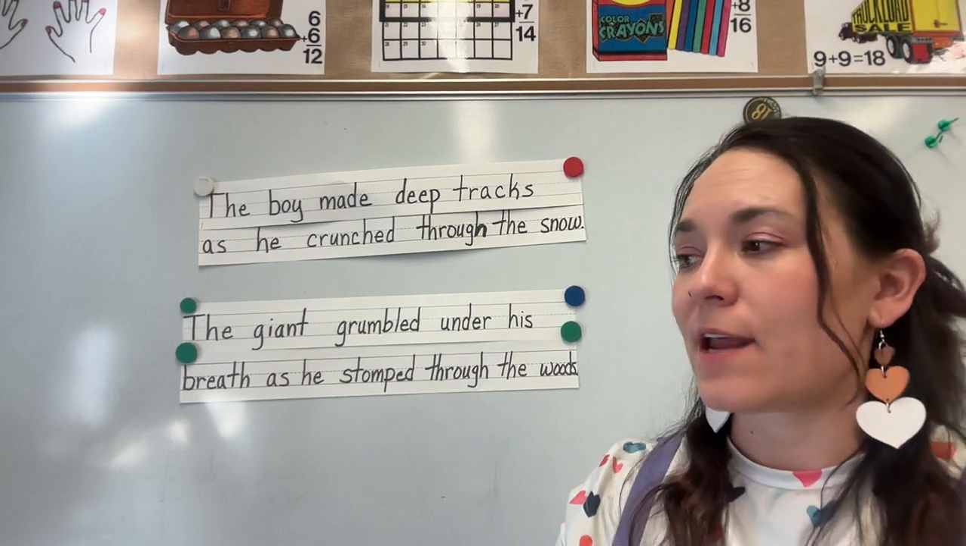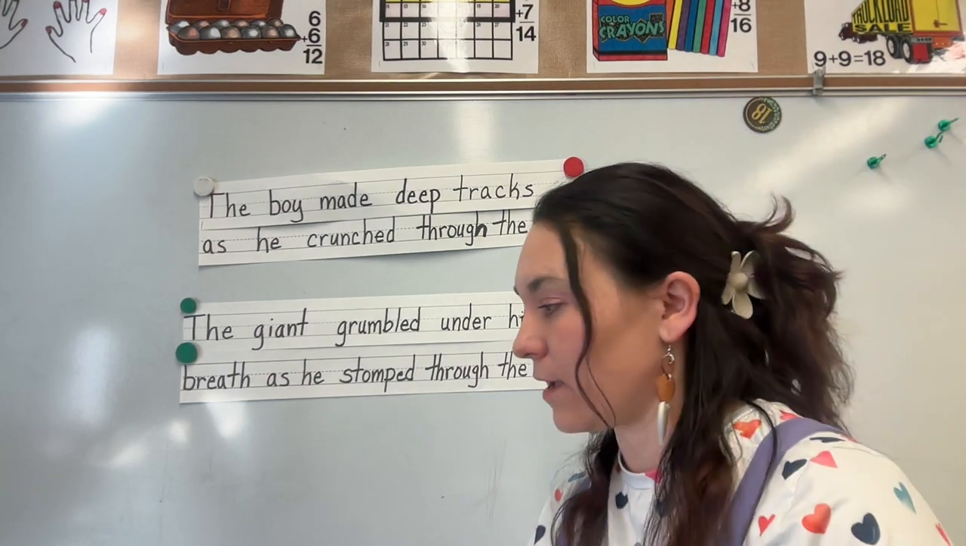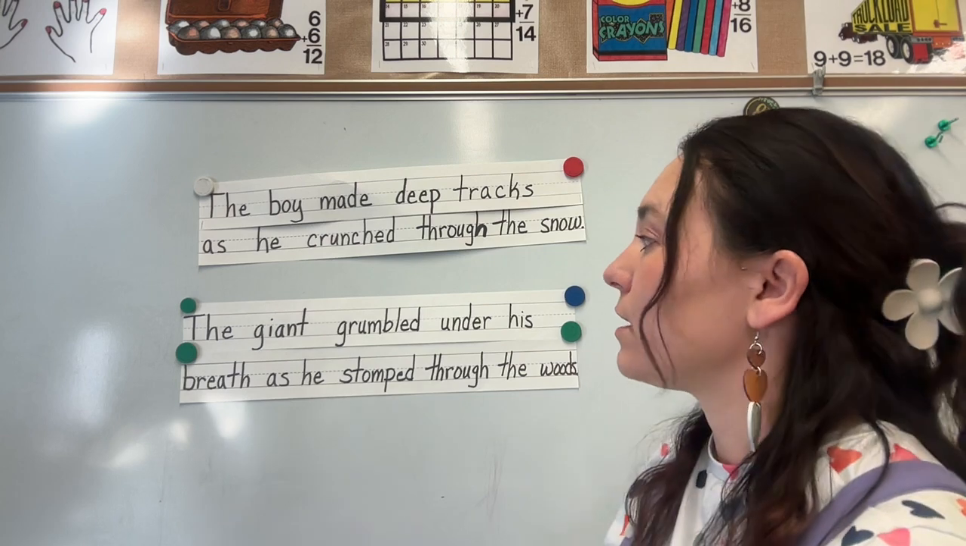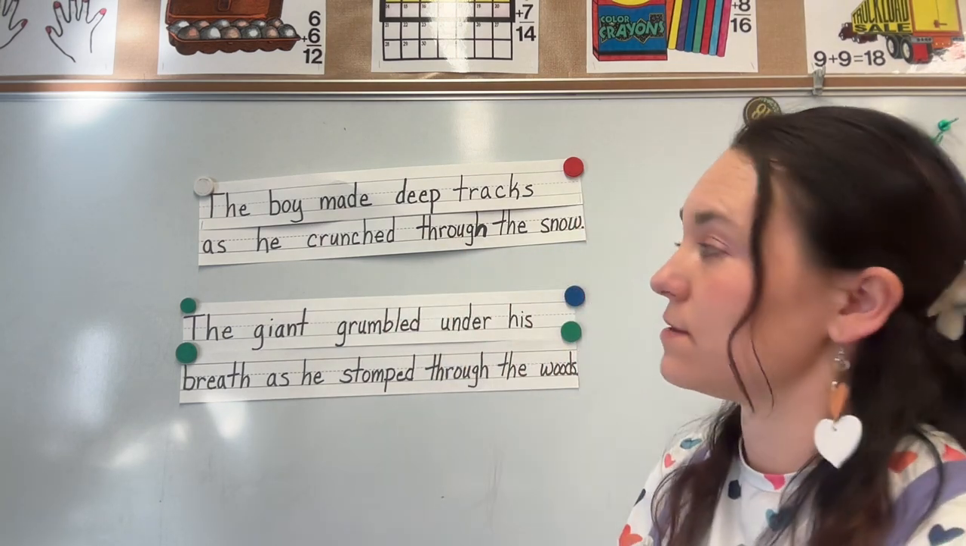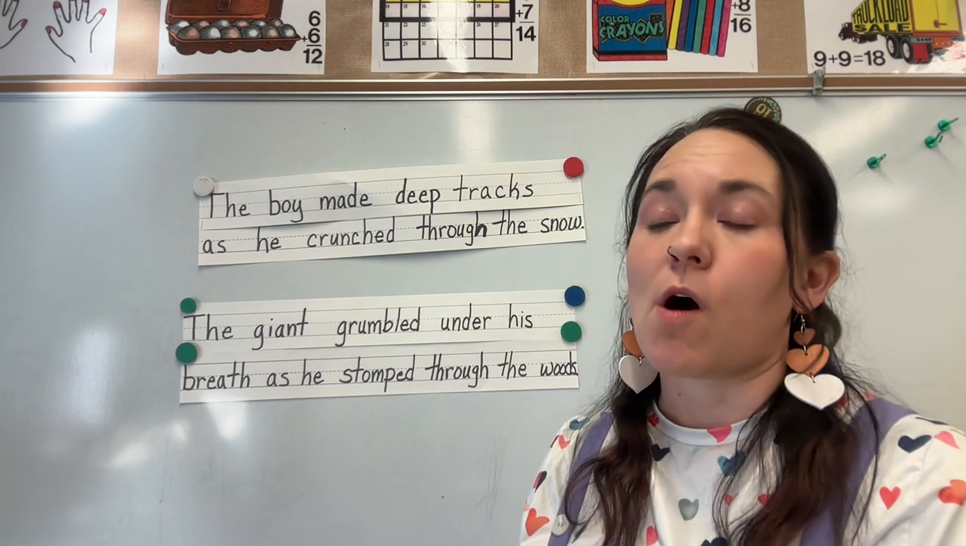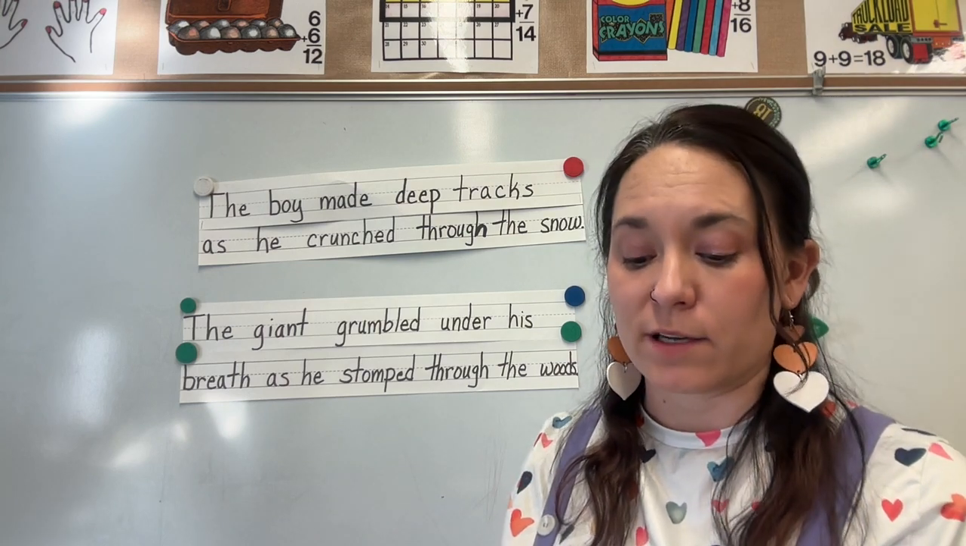So looking at pictures like this one, or looking at other words around, like under his breath or crunching through the snow as he's making deep tracks, those will all help us be reading detectives with our context clues.